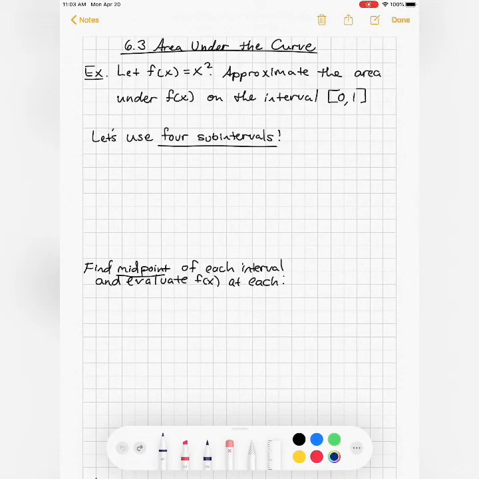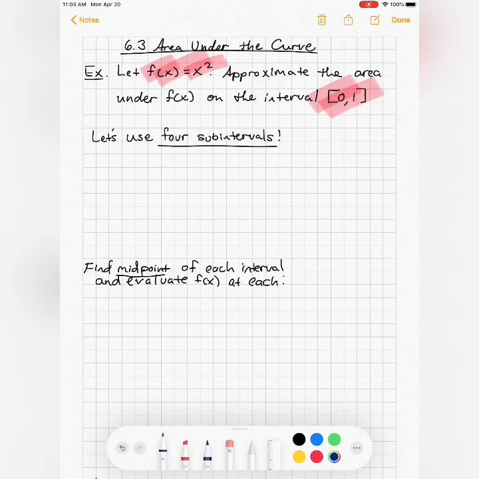All right, 6.3 looks at finding the area under a curve. So the idea here is we have a function, say maybe f of x is equal to x squared. And the goal is, can we actually approximate the area under that curve on, say, some interval? Let's start with the interval 0, 1.